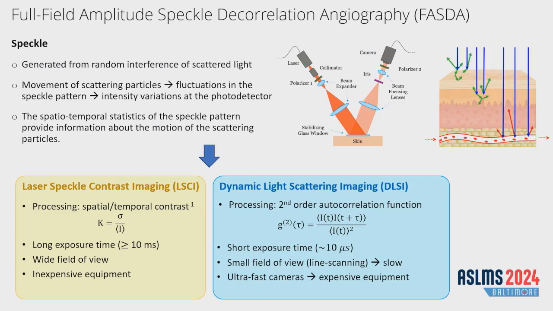On the other hand, dynamic light scattering imaging is based on a more complex processing, which starts from the evaluation of the second-order autocorrelation function, and it requires very short exposure times and a super high frame rate, which means very expensive ultra-fast cameras. It can also image only small fields of view, so it requires a long time to image wider areas. But it can provide additional information about the scatterers, like the scattering dynamics. However, to the best of our knowledge, all of the speckle-based techniques are 2D imaging techniques, so they cannot provide any depth information about the imaged vessels.